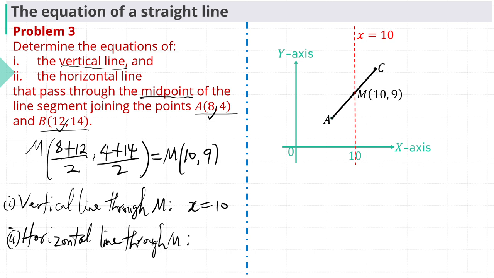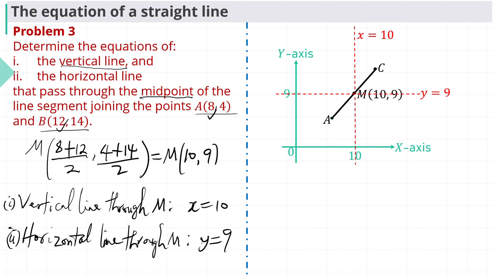Again, the y-coordinate 9 of the midpoint tells us that we have 9 here on the y-axis. And so the horizontal line that passes through 9 on the y-axis and through the midpoint is going to have the equation y equals 9. So the answer to question I is y equals 9.